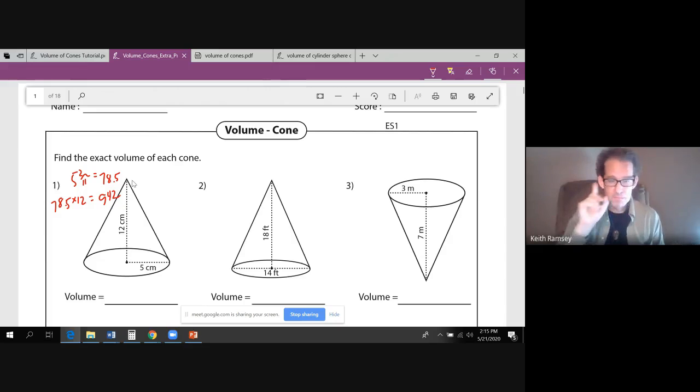Step 3 is multiply that by 1/3 or divide it by 3. So we could just do 942 divided by 3 to get our total volume, which is 314 cubic centimeters for that first one. Okay. Take a minute, look at number 2 and 3. Be careful of your radius for number 2. It's half of 14. If you have any questions, let me know.